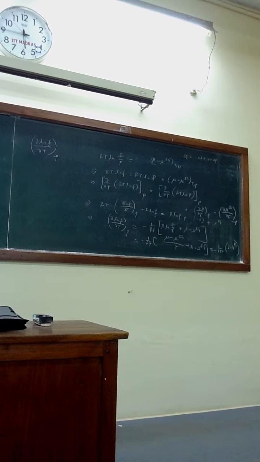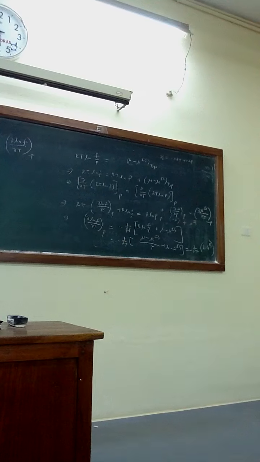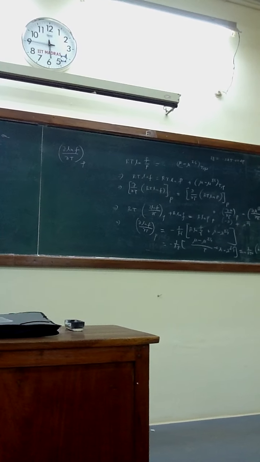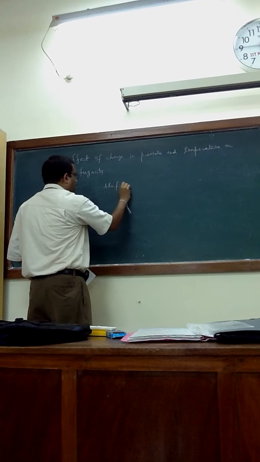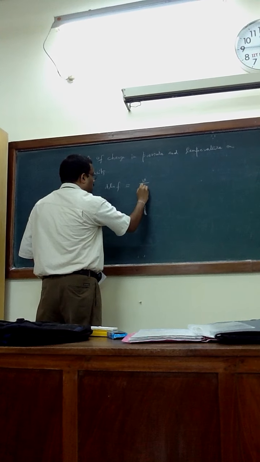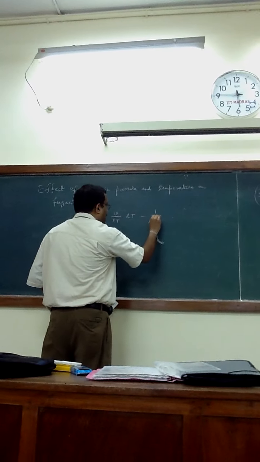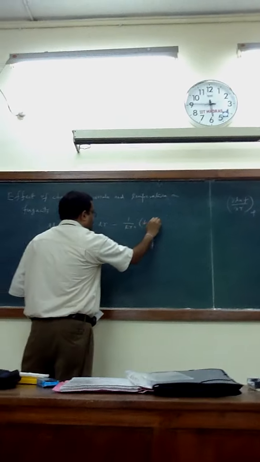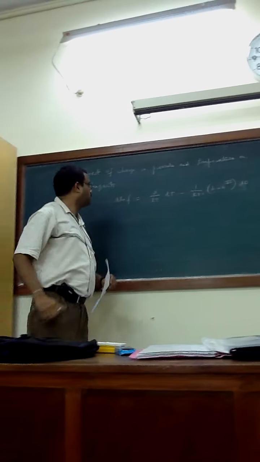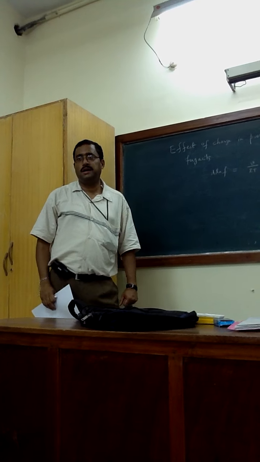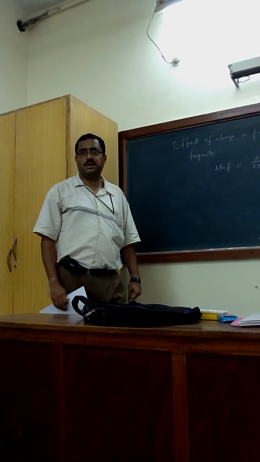So if somebody asks you to write a differential form, we can quickly write d ln f, which is V by RT dP minus 1 by RT square (H minus Hig) dT, right? Correct? Is that correct?